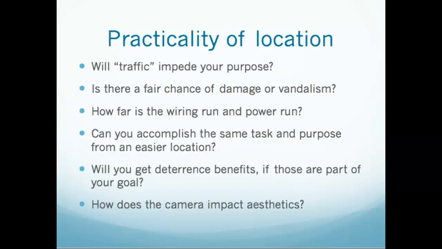Practicality of location. So you find a place you want to put a camera. You know what your task and purpose is. So you say, well, that's the best place to put my camera if I want to look at this particular view, and if my purpose is to capture this particular function or activity. So this is the place I should put my camera. But think about traffic. Will it impede your purpose? When I say traffic, I mean people. I mean movement of anything.